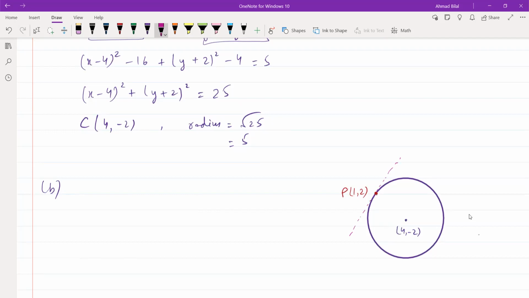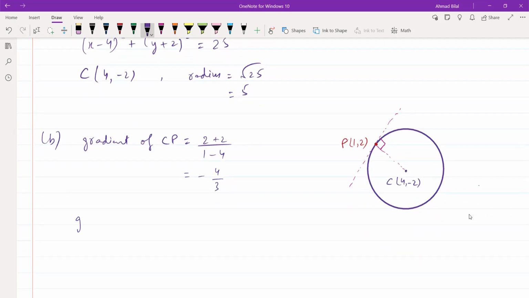Okay? You know that a tangent is perpendicular to the radius. You can find the gradient of CP. Let's find that. Gradient of CP, what that would be: 2 minus -2, which is 2 plus 2, divided by 1 minus 4, and that is 4 over -3, which is -4 over 3. That's the gradient of CP. What about the gradient of the tangent? That would be negative reciprocal of this, right? And that turns out to be 3 over 4. That's the gradient of the tangent.